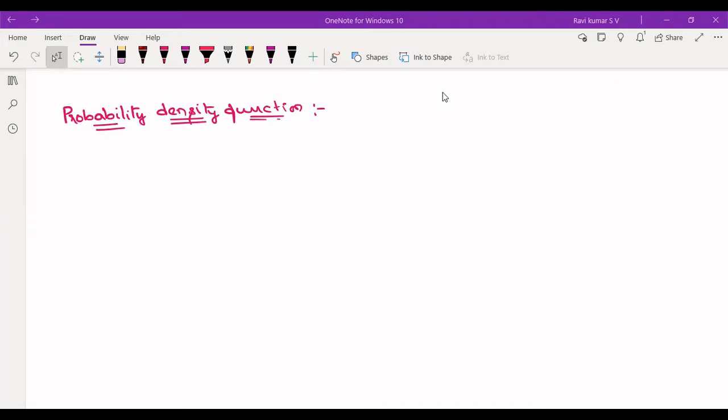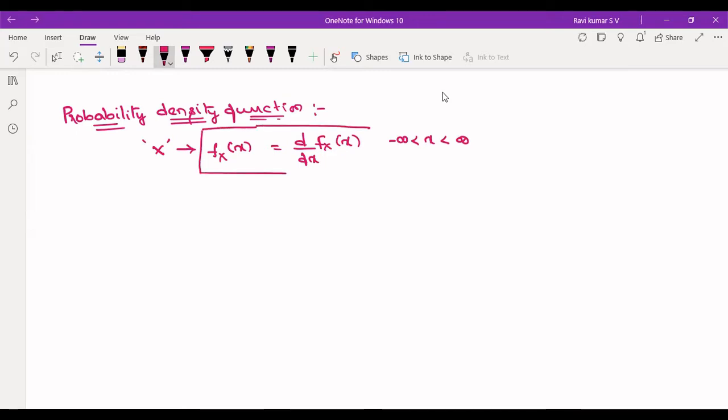So if I have the random variable x, and its corresponding density function is given by fx of x, and this is given as the derivative of the distribution function for minus infinity less than x less than infinity. So this is the simple definition of the density function. A density function of a random variable is simply the differential of its distribution function.